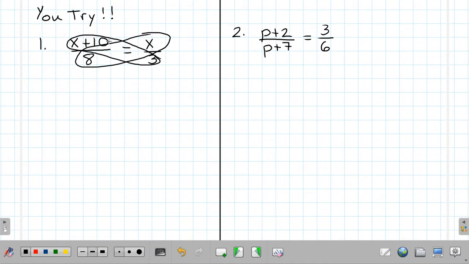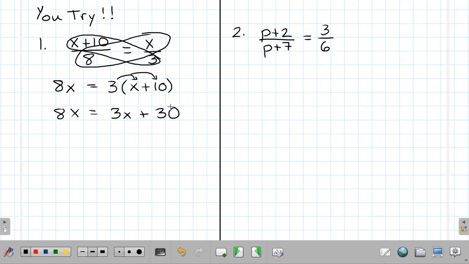So either way you want to do this, I'm actually going to do it a little bit differently here. I'm going to do the 8 times x first, so 8x, and that's going to be equal to the 3 times, once again, the whole thing, x plus 10 in parentheses. Once again, not much we can do here with the 8x, so we'll just keep it 8x, but we can distribute the 3 over here. So 3 times x gives me 3x plus 3 times 10 is 30.